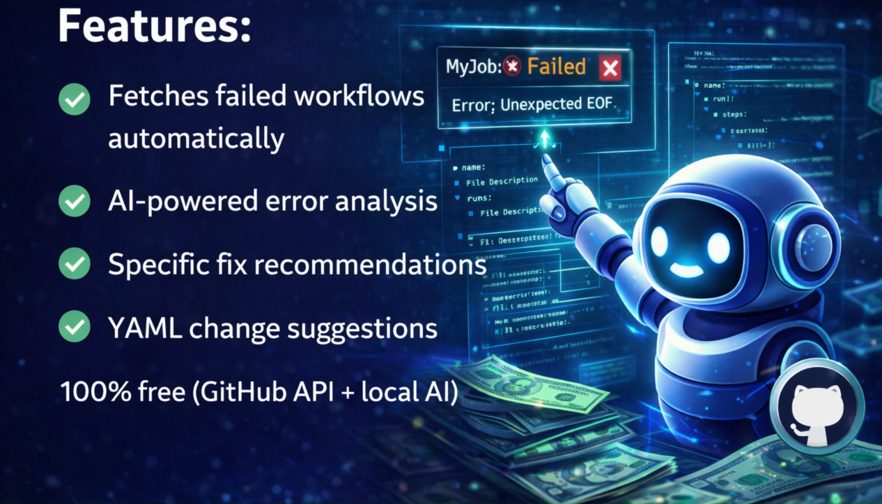So what did we build? An AI tool that connects to GitHub, analyzes failed workflows, and provides specific, actionable fix recommendations. It handles common failures like missing dependencies, version mismatches, permission errors, and timeout issues. Everything uses GitHub's free API and runs AI locally with Llama.